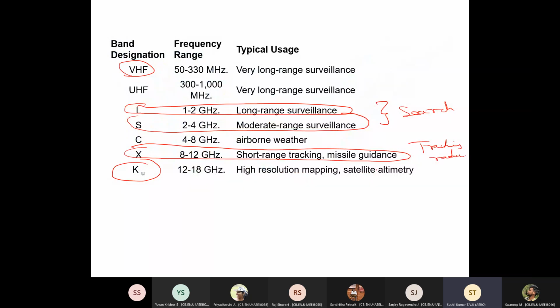And most of the radars fitted on aircraft are all X band radars. I mean fighters. Okay. Whereas if you take AWACS, it will work on L band radar because it's a search radar. So what you will find in say LCA is going to be an X band radar.